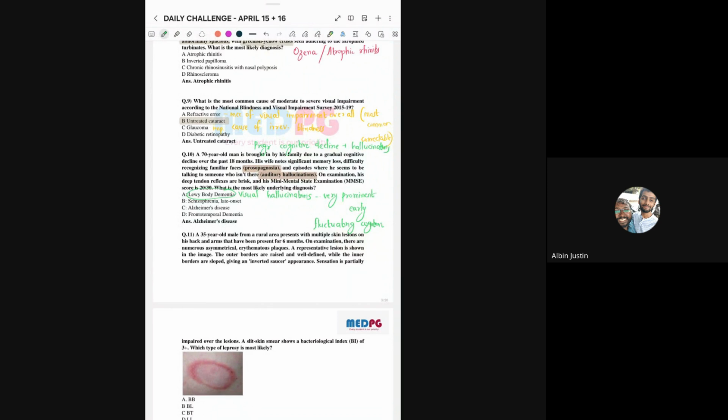What about late onset schizo? There is no progressive cognitive decline pattern in schizo. And in FTD, there will be early behavioral changes as well as personality changes. So that is it.